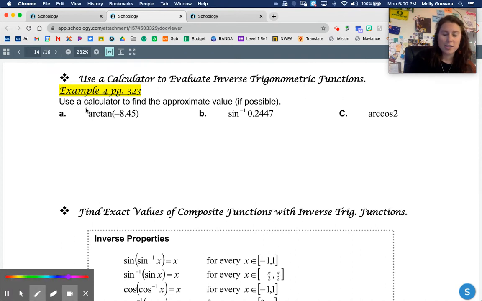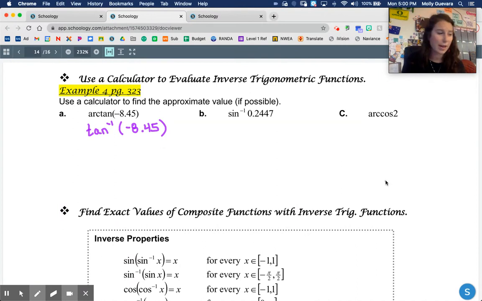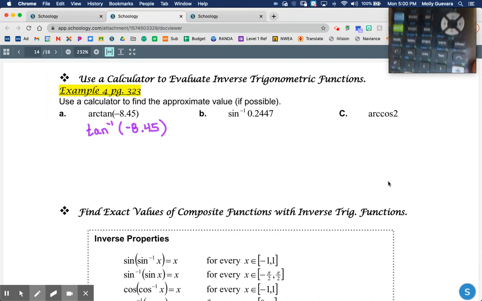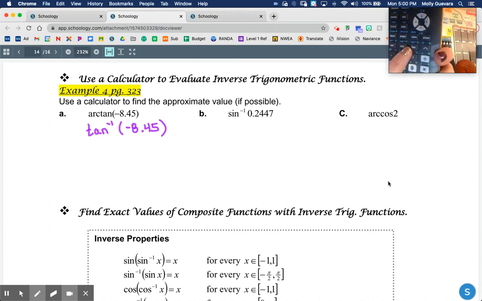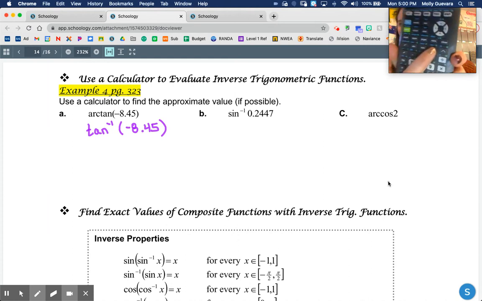This is tangent, sorry. Arctan, remember, is the same thing as the tangent inverse of negative 8.45. So those two things are the same thing, and depending on how it's written, it doesn't matter. Either way, there's a button on your calculator, and it's that second tangent, right? Right above tangent is tangent inverse.